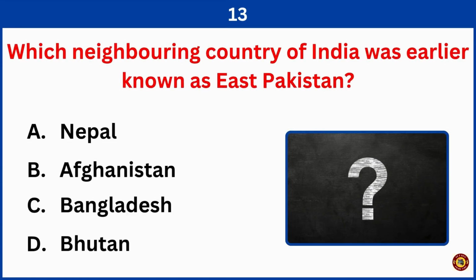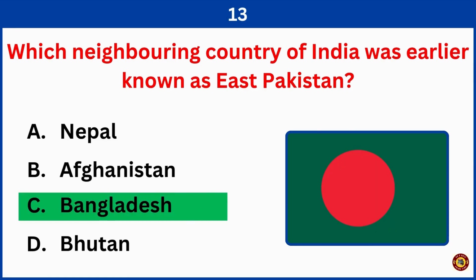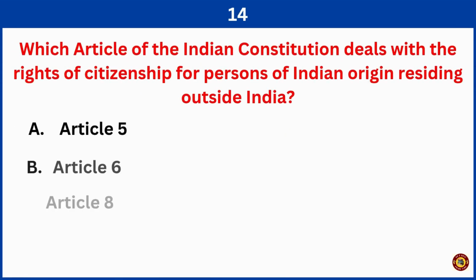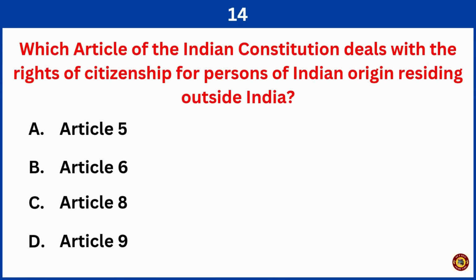Which neighboring country of India was earlier known as East Pakistan? Right answer is option C, Bangladesh. Which article of the Indian Constitution deals with the rights of citizenship for persons of Indian origin residing outside India? Right answer is option C, Article 8.